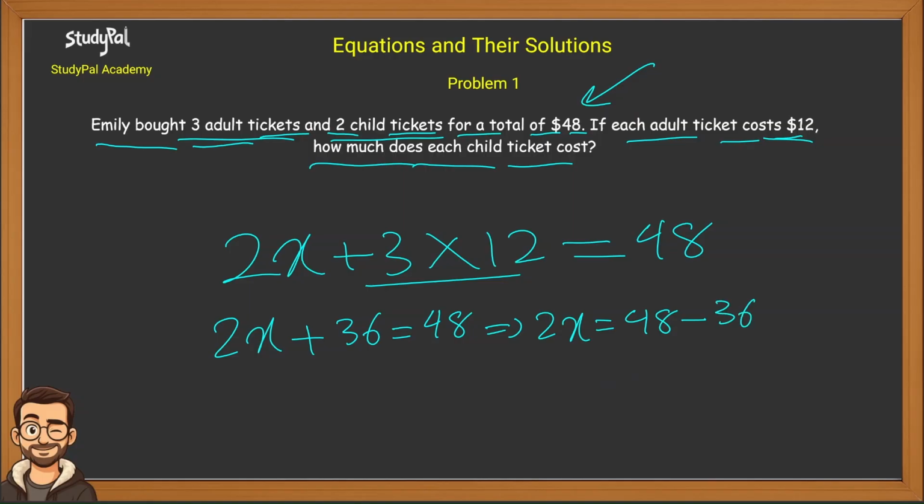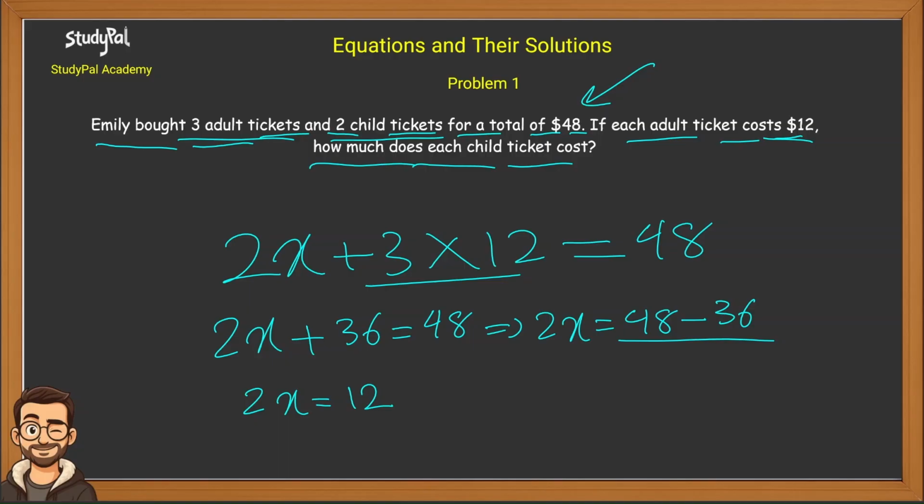Now let's do some simple math. On the right hand side, we have 48 minus 36. So 2x equals 1, 2, 3, 12. Okay, 48 minus 36 is 12. You can do it by yourself.